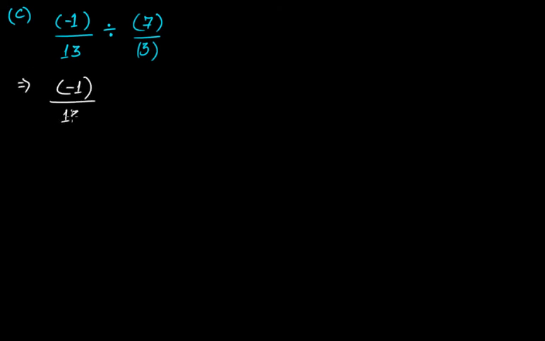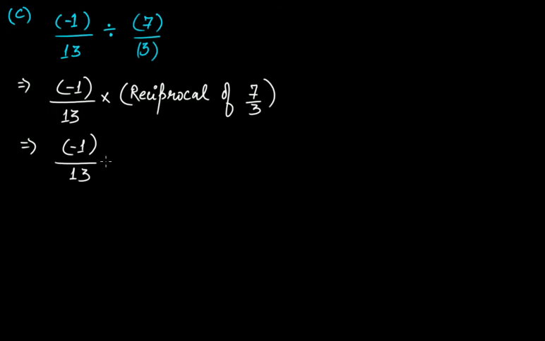Now, minus 1 over 13 divided by 7 over 3. So this becomes minus 1 over 13 times the reciprocal of 7 over 3. This gives you minus 1 over 13 times 3 over 7. And this becomes minus 1 times 3 divided by 13 times 7.